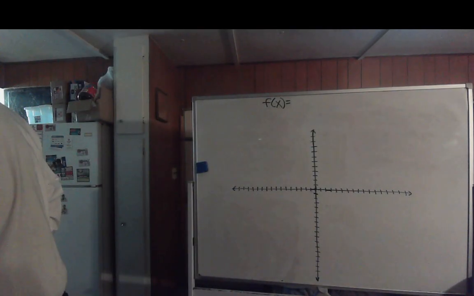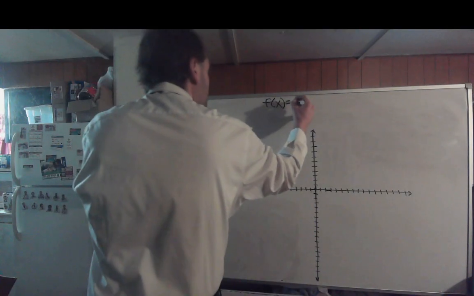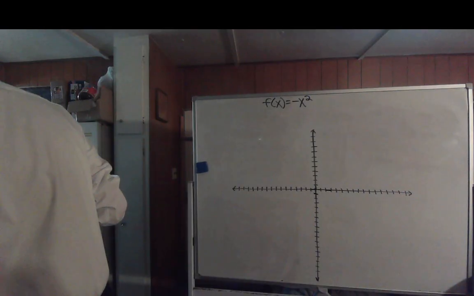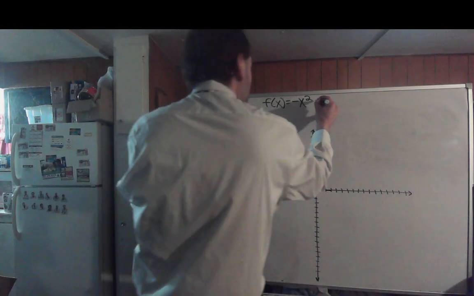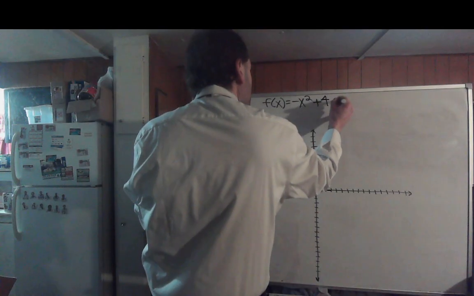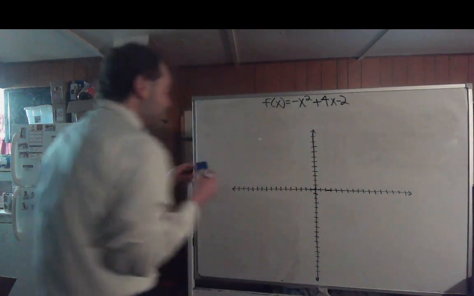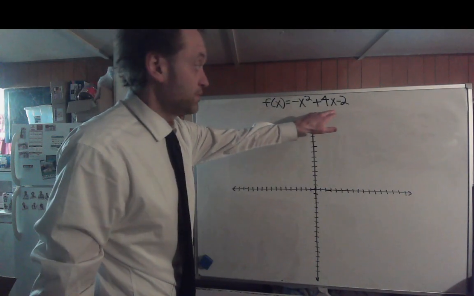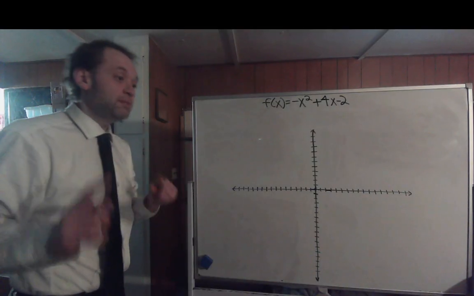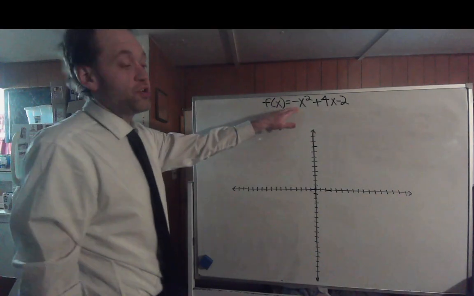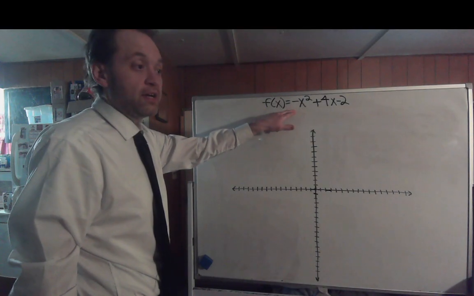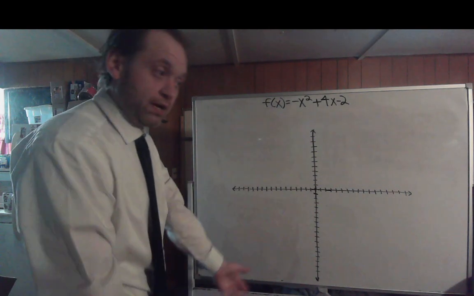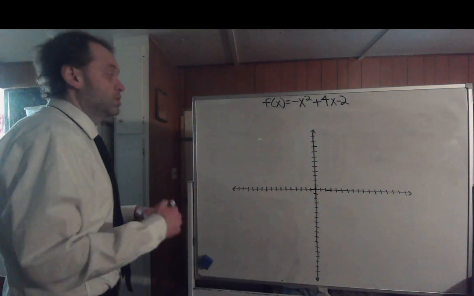Alright, good one. This time, negative x squared plus 4x minus 2. So f of x equals negative x squared plus 4x minus 2. Let's establish something first. Is the coefficient on your x squared term positive or negative? In this case, it's negative, so that means your parabola is going to open downward.